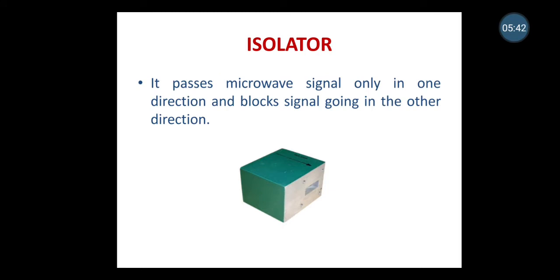And the next part will be an isolator, which is very important in order to protect the source. This will actually control the passage of microwave signals. It will allow the passage of signal only in one direction, and it opposes the flow of signal in the backward direction or in the opposite direction.